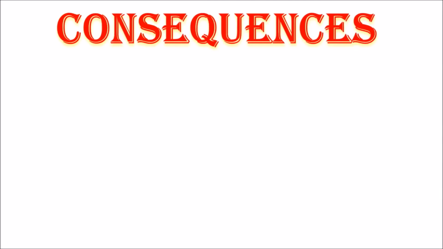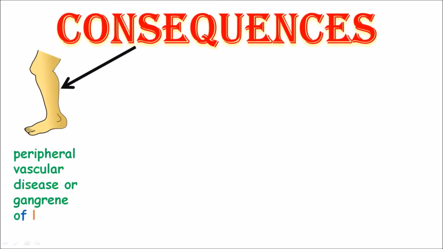Now we will discuss the consequences of atherosclerosis, or what atherosclerosis may lead to. Number one, it may cause gangrene of the legs or peripheral vascular disease. This happens because if the fatty layer grows too much and it blocks the artery, it may cause less oxygen supply to the tissues of the lower extremities, and this may lead to gangrene.